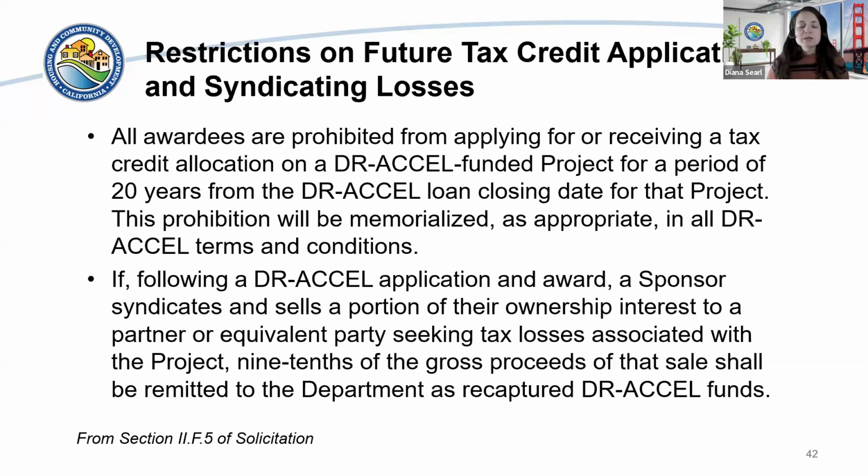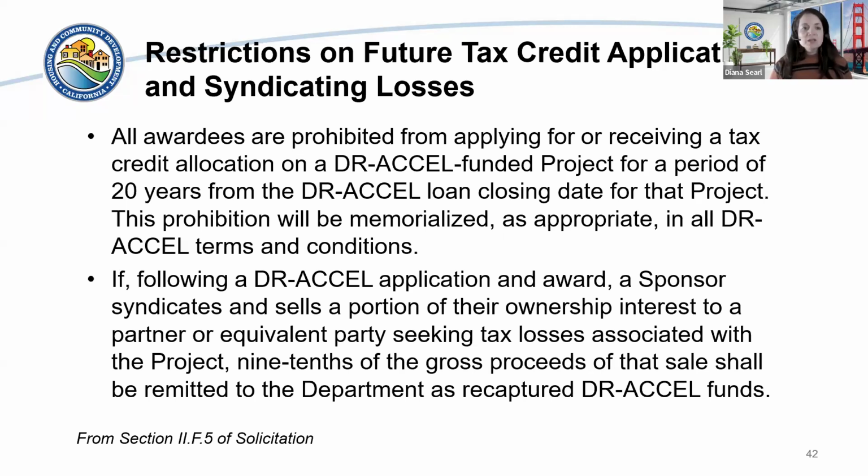This program does apply restrictions on future tax credit applications and syndicating losses. All awardees are prohibited from applying for or receiving a tax credit allocation on a DRSL funded project for a period of 20 years from the DRSL loan closing date for that project. This prohibition will be memorialized as appropriate in all DRSL terms and conditions.